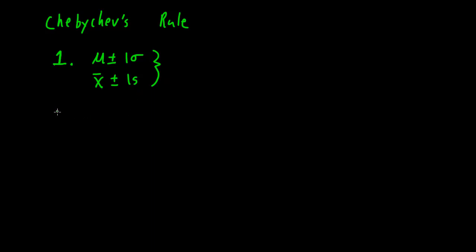However, if we go up in our range, and we go to 2 standard deviations, so we have mu plus or minus 2 sigma, or x bar plus or minus 2s, Chebyshev's rule states that at least 3 out of 4, or 3/4 of our data, is going to fall within that range. So 3/4 of the data is within this range.